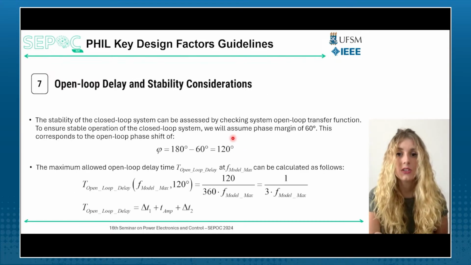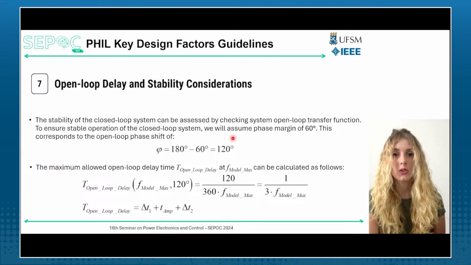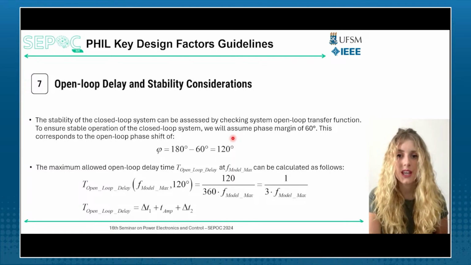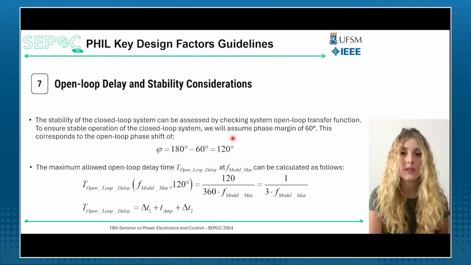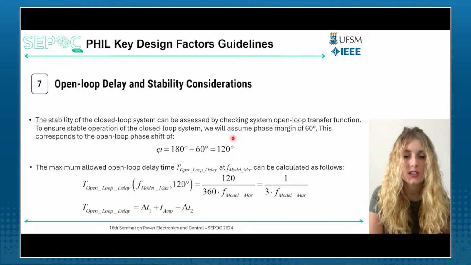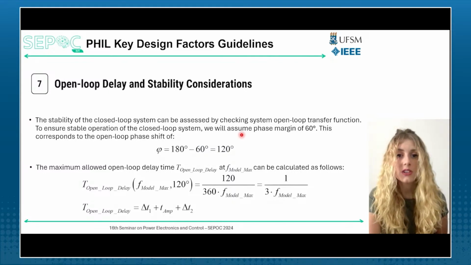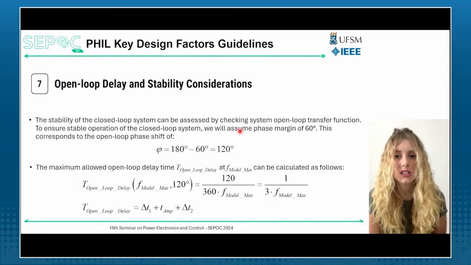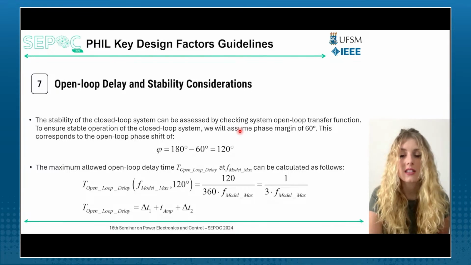Once we know that, we need to figure out the stability of the system. We need to know what is required to make our system stable. In order to assess the stability of the system, we can do that by checking the system open loop transfer function. In the first slides, if you remember, we represented power amplifiers as a simplified first order function. And if we assume that the phase margin is 60 degrees, which is pretty good engineering practice, that would mean that we have a phase shift of 120 degrees. Then you can see that the open loop delay time looks like this.